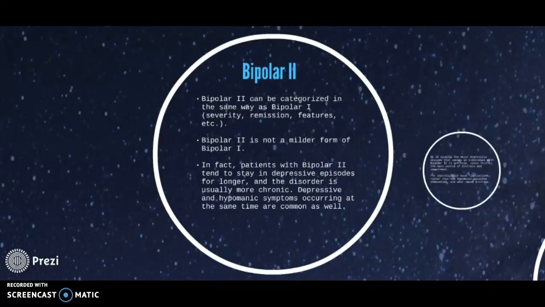Bipolar 2 can be characterized in the same way as bipolar 1. The key concept to remember is that it is not a milder form of bipolar 1. In fact, patients with bipolar 2 tend to stay in depressive states longer, and the disorder is typically more chronic.